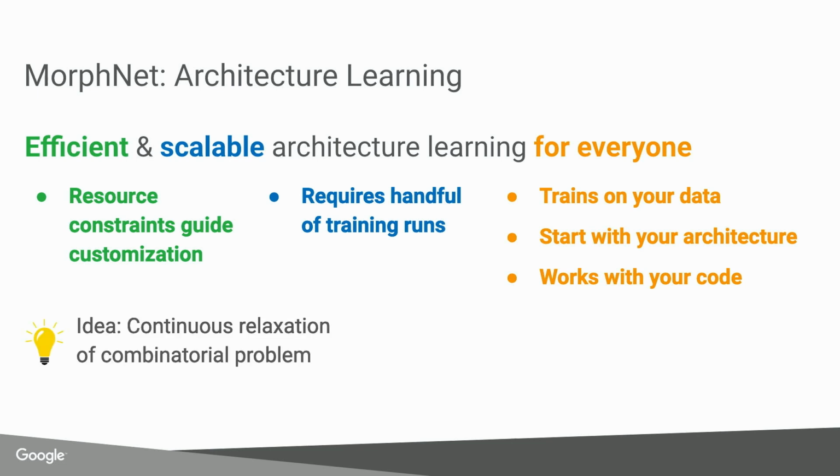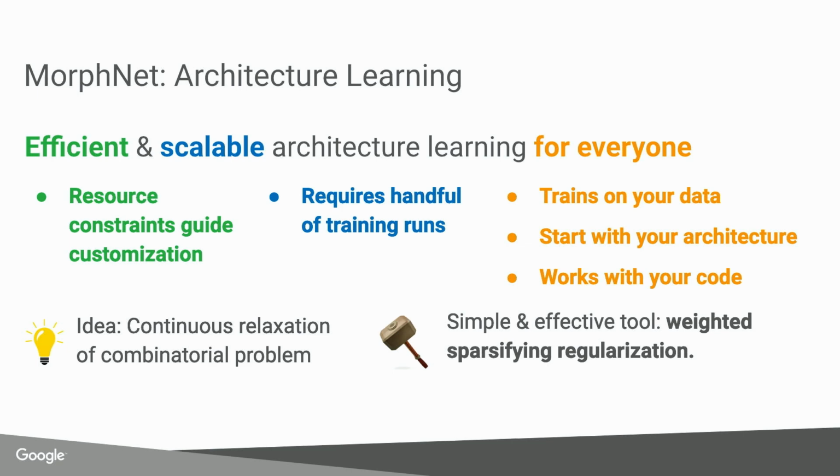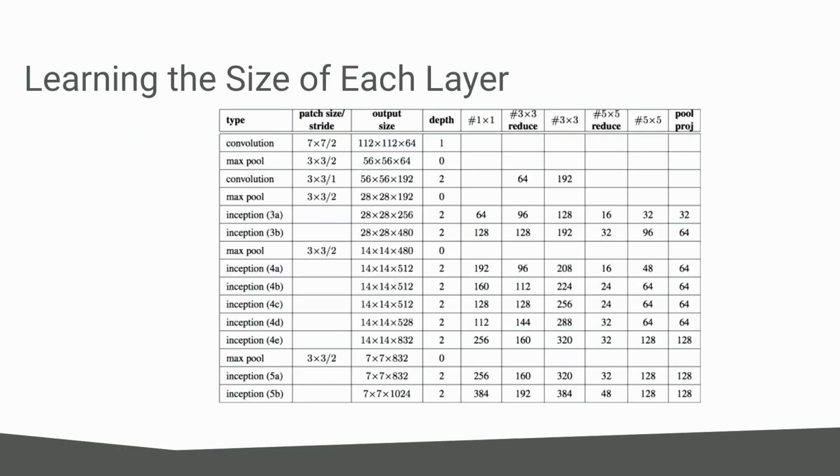And the idea is pretty simple. The high-level idea is to have a continuous relaxation of the combinatorial problem that is underlying the architecture learning. I'll explain in a minute. And the actual tool that we use is a sparsifying regularization term. And also I'll get into that.